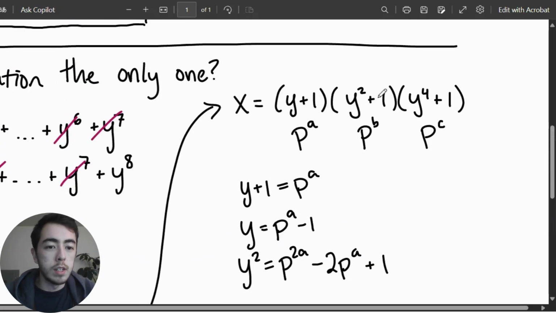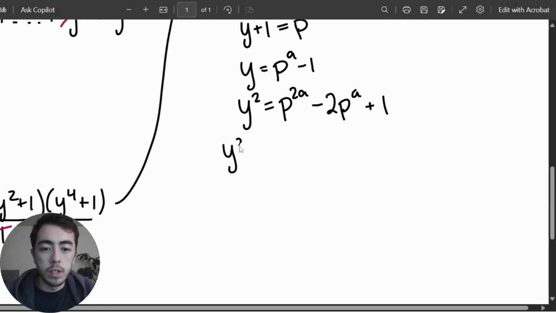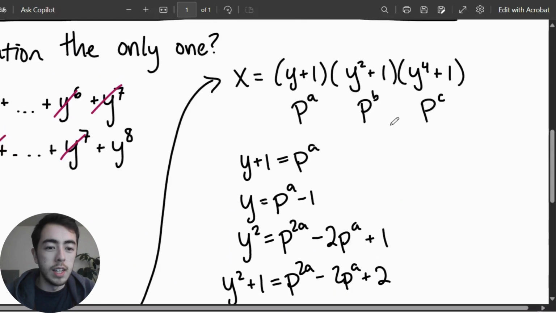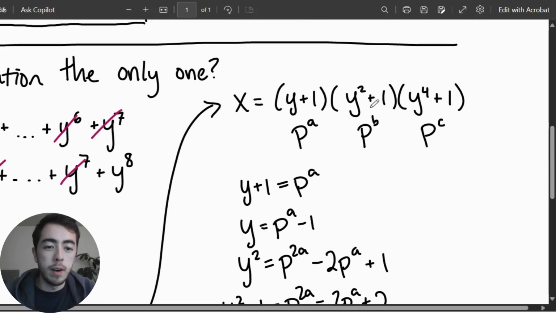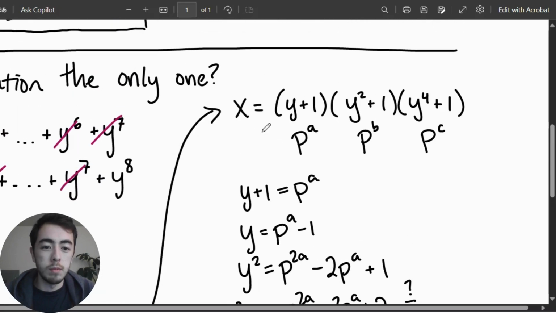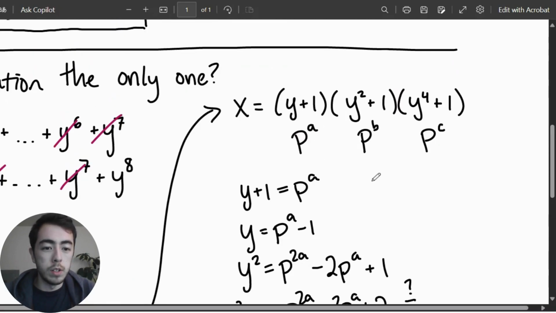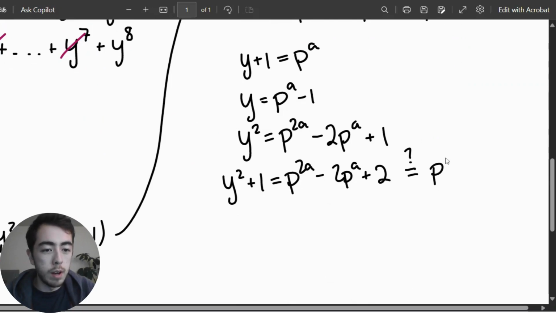And I said that I wanted to compare it to y squared plus 1. So I'll just add a 1 to both sides of this equation. y squared plus 1 is equal to all of the same stuff, and then just plus a 2 at the end. And I'd like for that to be equal to p to the power of b, another power of a prime, and I am going to compare them here. I don't know if these are equal. I'd like them to be equal because I'm saying that y squared plus 1 could be this, and y squared plus 1 could also be p to the power of b.